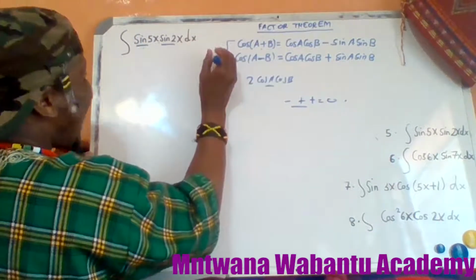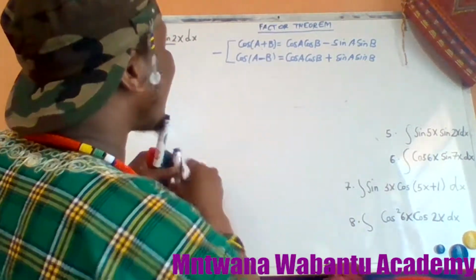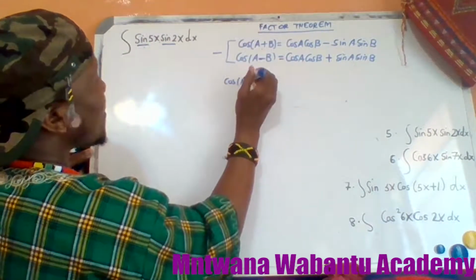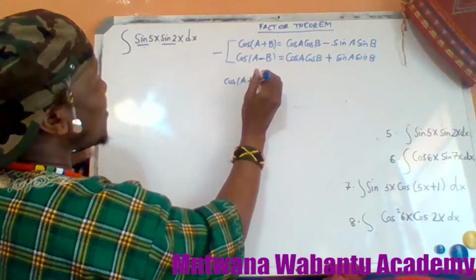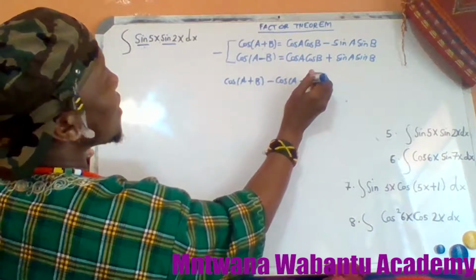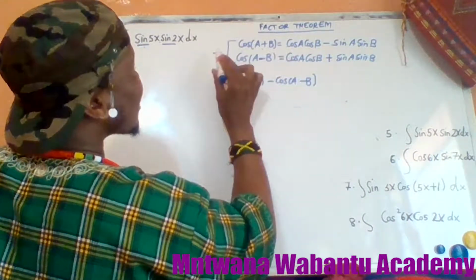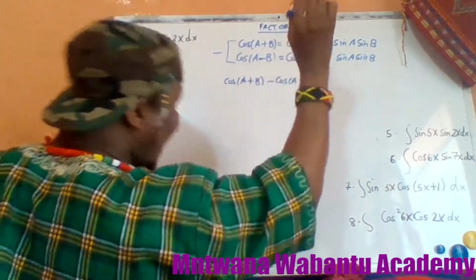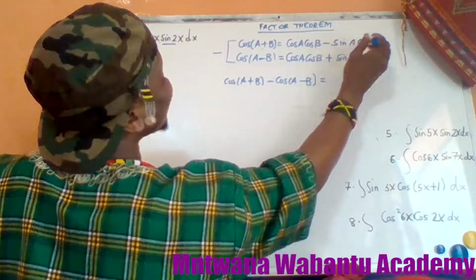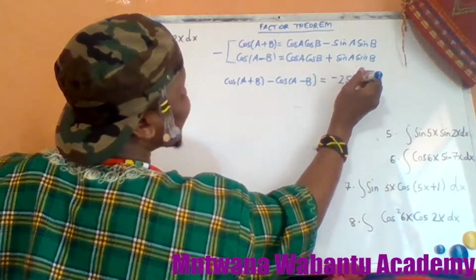So I'm going to say, let's subtract. So when you subtract, we're going to have cos(A plus B), the top minus the bottom, cos(A plus B) minus cos(A minus B). Now this is going to cancel, because plus and minus plus is going to cancel. So cos A cos B is going to go, but this one's going to be minus sin A sin B minus plus, which is going to be minus 2 sin A sin B.